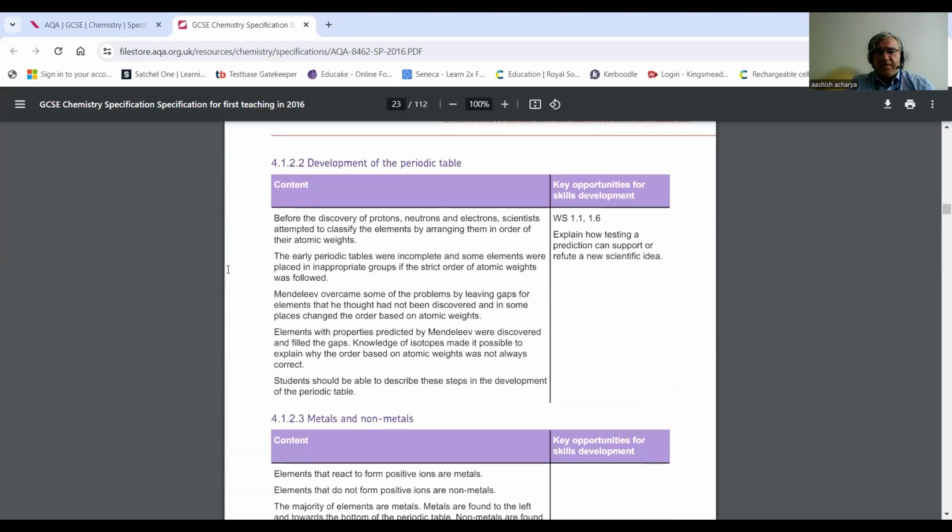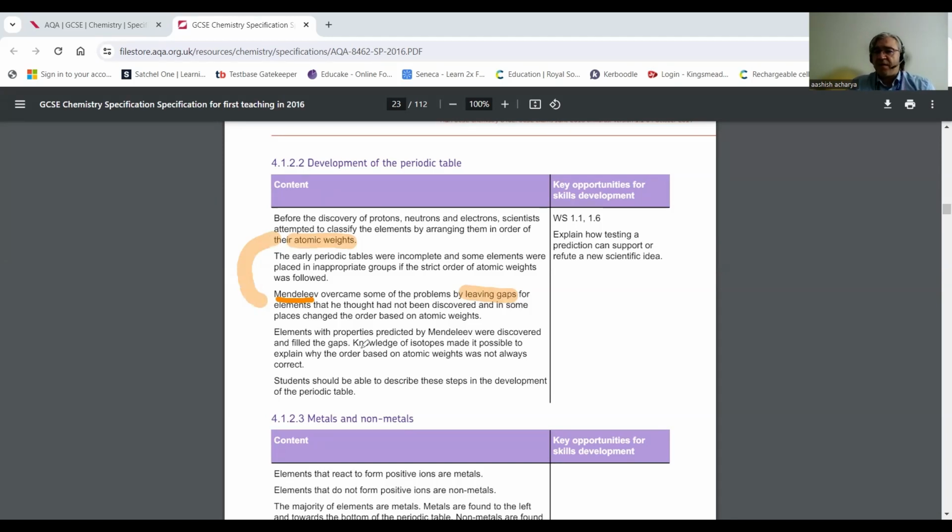The development of the periodic table. This is now really critical. I want to focus on some of this. We've got a very clever person, Mendeleev. What's important about Mendeleev is that he overcame problems, because earlier scientists classified the elements by arranging them in order of weights. He did the same thing, but he left gaps, and he didn't necessarily follow the weight rule. If you put a load of elements according to weight, you'll inevitably end up with some elements in wrong groups. So what did he do? He left gaps.